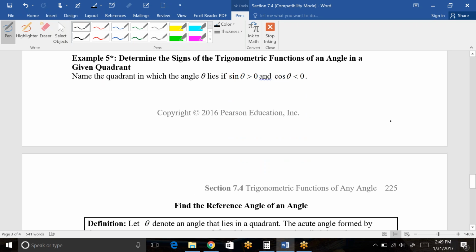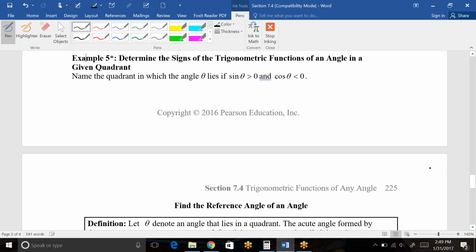Example 5 says determine the sign of the trig functions of an angle in the given quadrant. So we're just kind of looking at a description here. It says name the quadrant in which the angle lies if sine is bigger than 0 but cosine is less than 0. So let's go back up and look at our picture because we haven't had a lot of time to digest and understand what we're looking at yet.